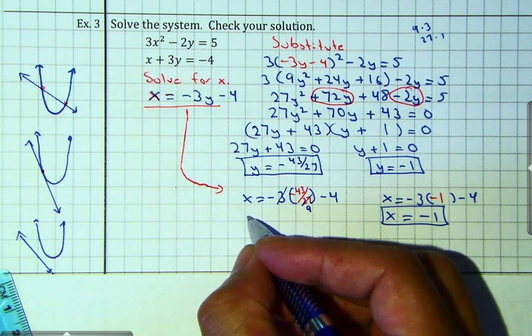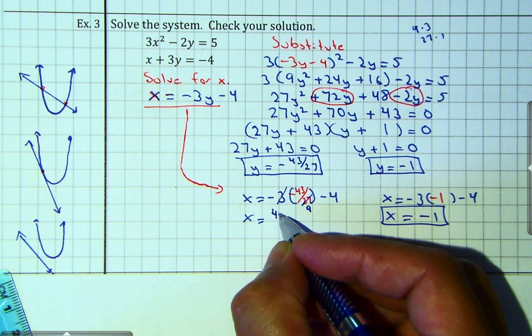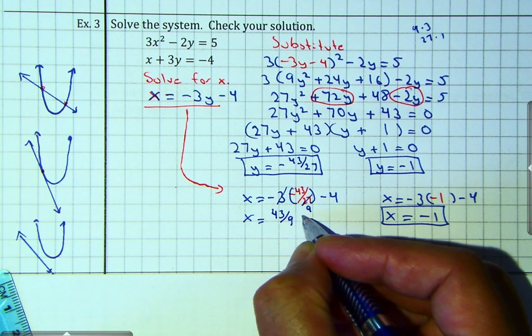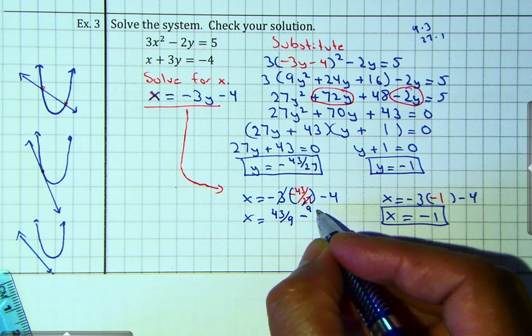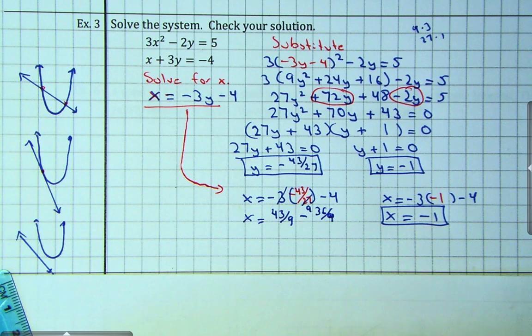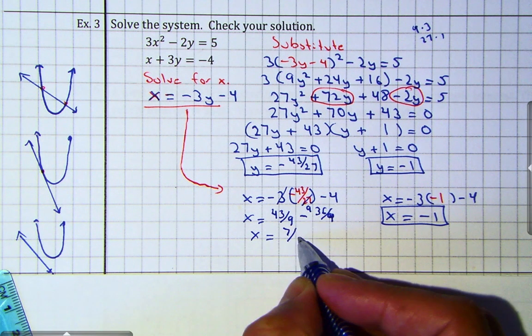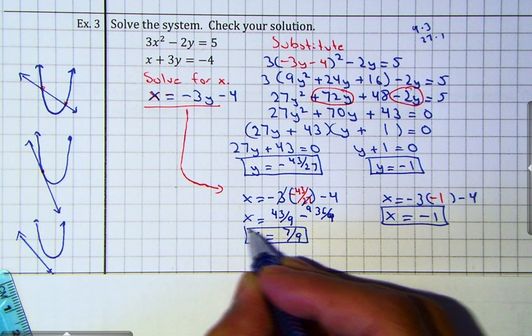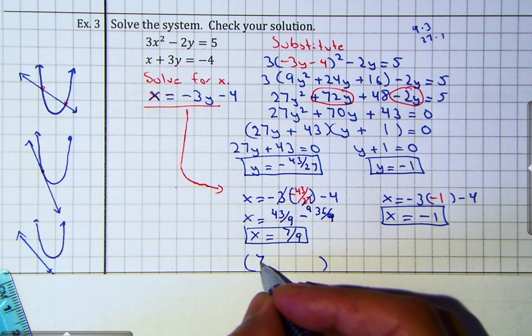So therefore x equals negative, which is going to be a positive, 43 over 9 minus 4. I need it over 9, so I'll convert this to 9. So it'll be 36 over 9. Do you agree? That's negative 4. So therefore that gives me 7 over 9. So my first solution, my x value, will be 7 over 9.